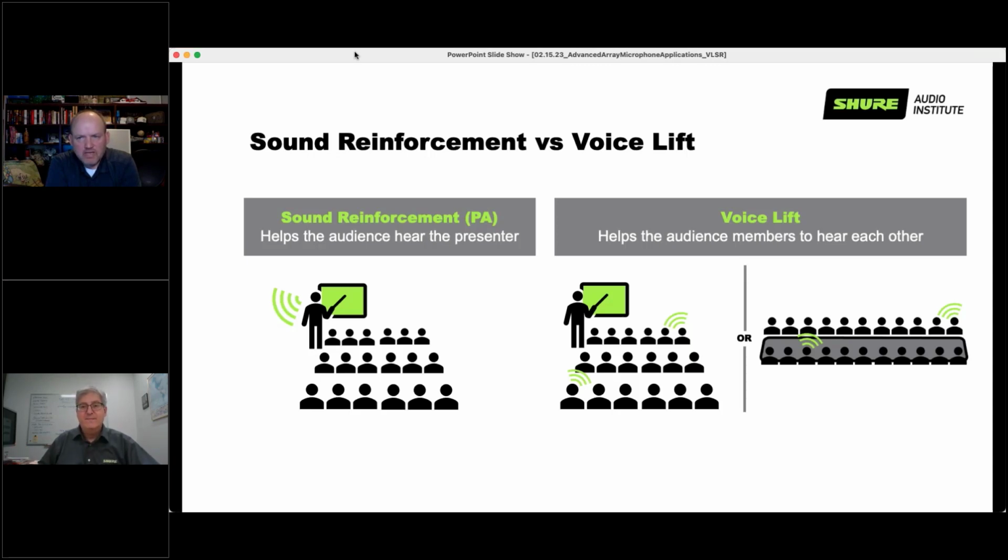Yeah, so with sound reinforcement, what you're really trying to accomplish is you're going to have one presenter and you're talking to many people, right? So it's a one-to-many. Whereas voice lift, it really is about being involved in the meeting, right? So it's a many-to-many, and the difference there is distinct. And we need to make sure that we're not trying to do voice lift in a sound reinforcement application, right? Yep. All right, let's go to our next slide here.